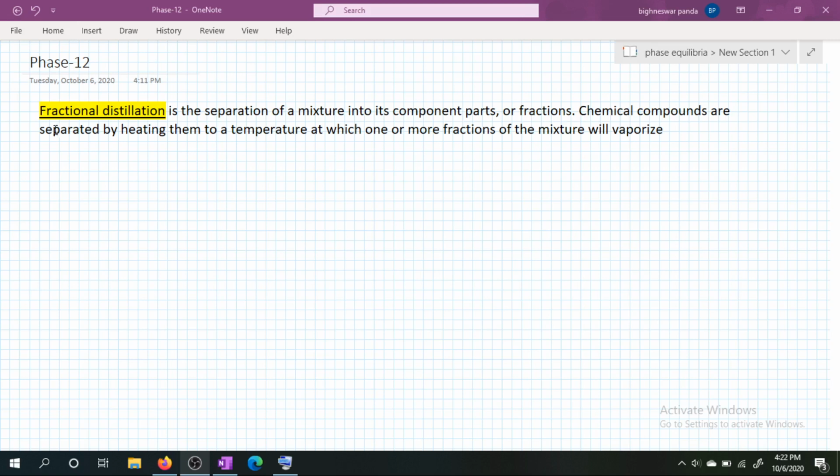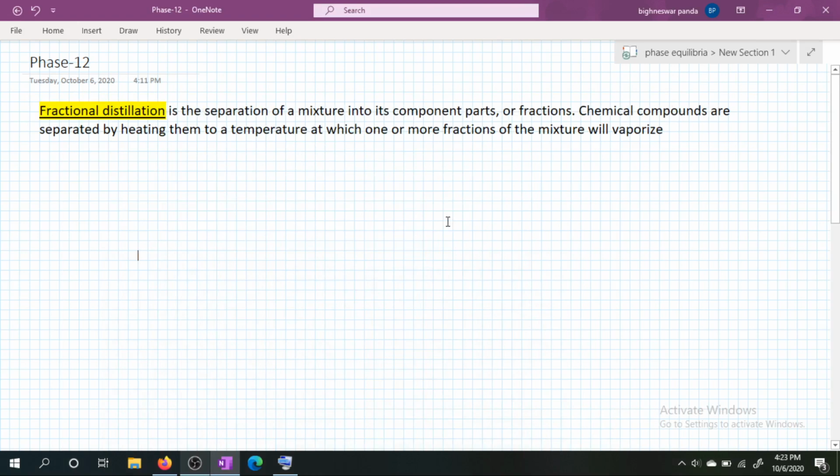So what is fractional distillation? Fractional distillation is the separation of a mixture into its component parts or fractions. Chemical compounds are separated by heating them to a temperature at which one or more fractions of the mixture will vaporize. So what is the concept behind this?